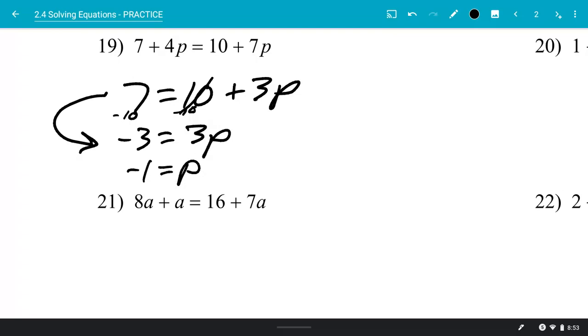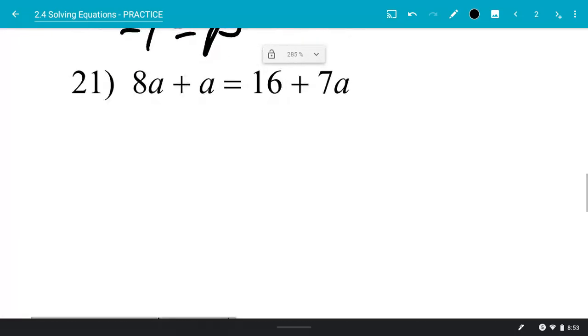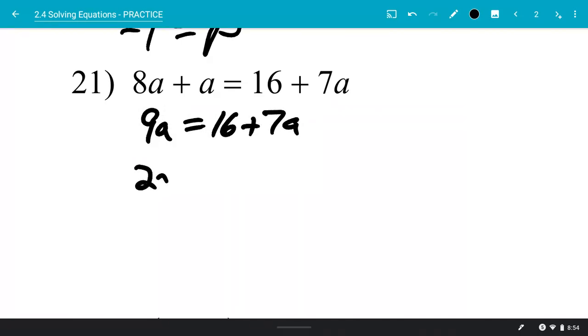Last one I'm going to do. 21. 9a equals 16 plus 7a. 2a equals 16. A equals 8. I feel like this is fundamental. Like, if you were going to play basketball, you got to be able to dribble and shoot. If you can't dribble and shoot, probably not very good. Can't solve equations, probably not very good at math. So we got to be able to do this.